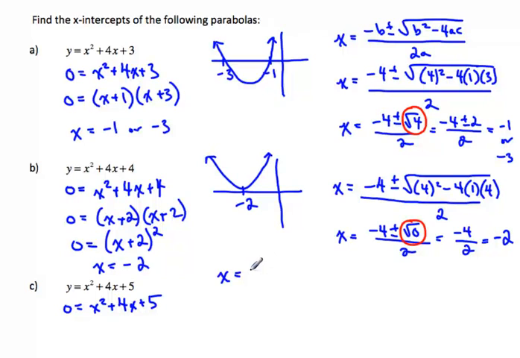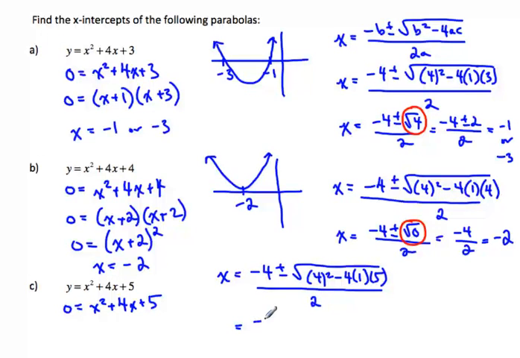X is equal to, again, the only thing that's different is c, so I get negative 4 plus or minus the square root of 4 squared minus 4 times 1 times 5, all over 2 times 1, which is 2. And now I get negative 4 plus or minus the square root of 16 minus 20, which is negative 4, over 2. And now we've run into a problem because I can't take the square root of a negative number and get a real number answer. Therefore, there's no solution.